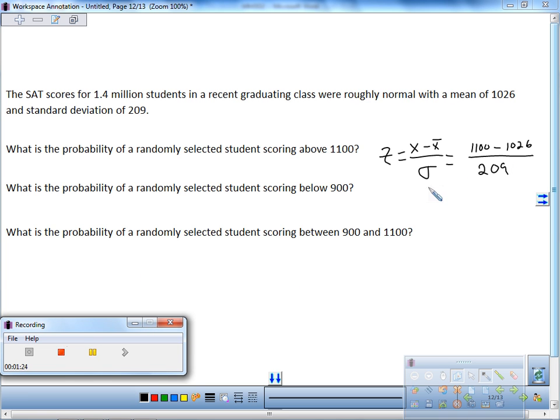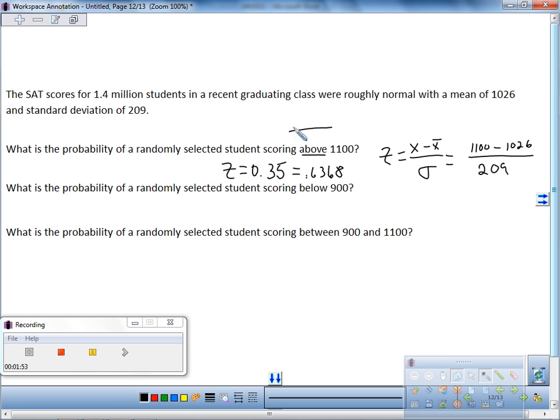Now for this one we're using a table that has 2 decimal places, so we're going to round our z-score to 2 decimal places. So our z-score is 0.35. Now we have to go look it up in the table, and if you look this up, you should come up with 0.6368. Now what we have to be careful of is this is above.